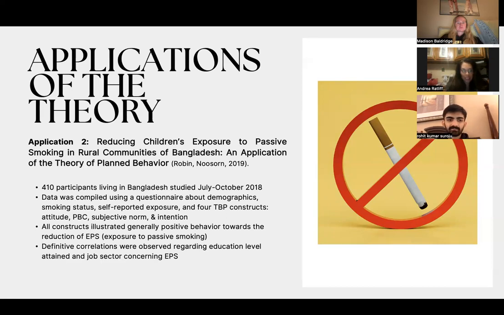Some of the limitations that the researchers acknowledge for this study include the self-reporting nature with regard to diminished memory, as well as focusing mainly on household exposure as opposed to exposure in common communal areas such as restaurants and public transportation areas.